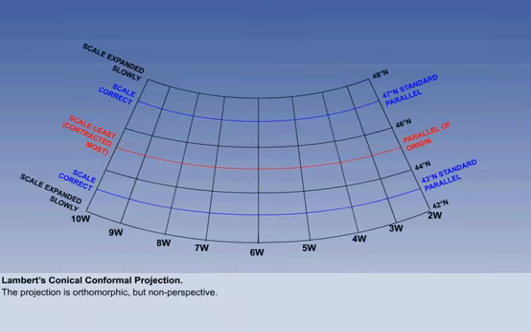There are two other points to note about Lambert's projection. The first is that, having brought the cone inside the Earth's surface, it was now necessary to mathematically adjust the graticule to keep the bearings correct. So the Lambert projection is orthomorphic, but non-perspective.